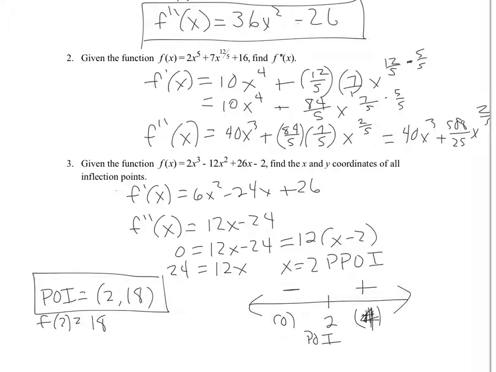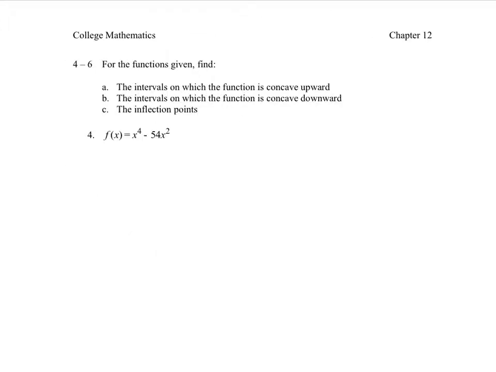So if we were going to put this on a graph, we'd want to make sure we identified that as our inflection point and try to get that little subtle change in the curve there if we can. Next one, we're going to take a function and we're going to find where it's concave up, concave down, and what would be the inflection points.